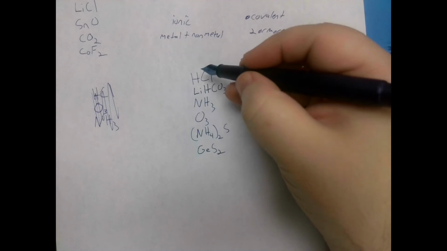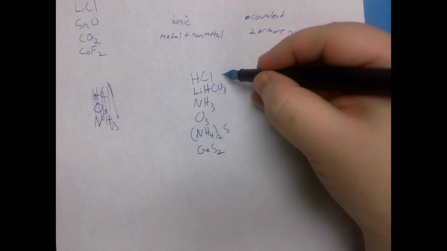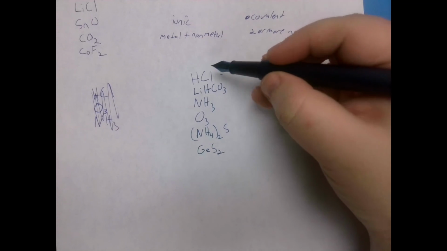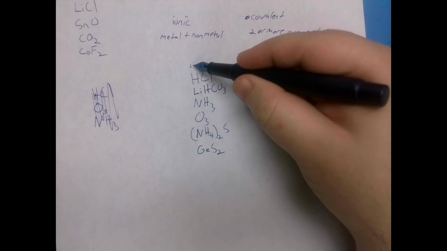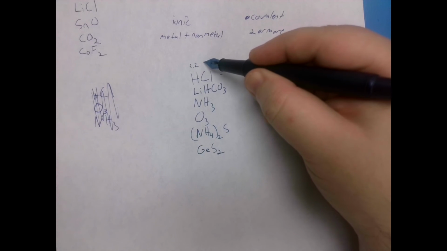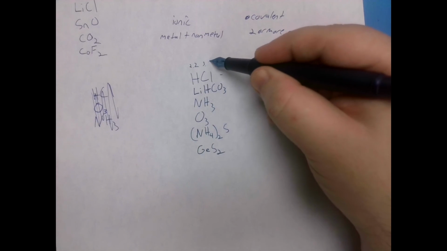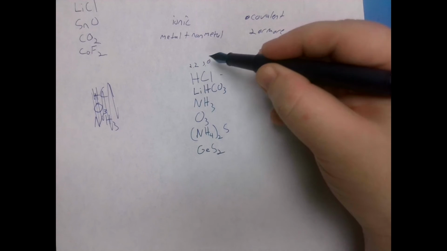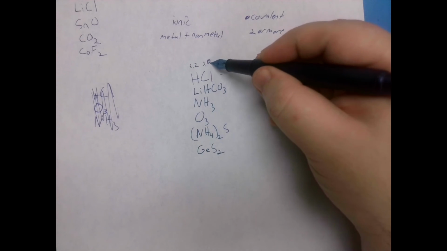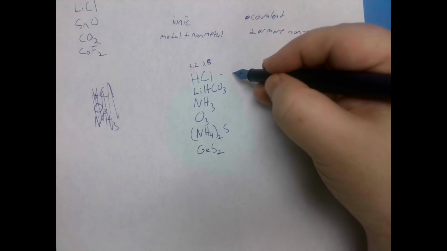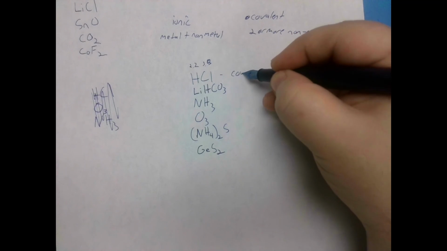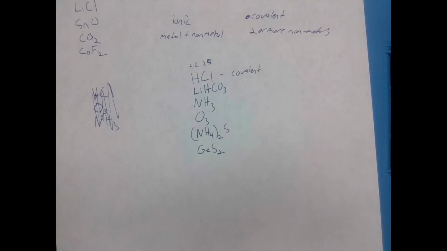So let's start with the basic. What's the first one? So we have a 2.2 and chlorine is about what? 3.5? 3.0 is what mine had. 3.0. Even if it was 3.5, that's 1.3. If it's 0.3, it's definitely covalent. All right.